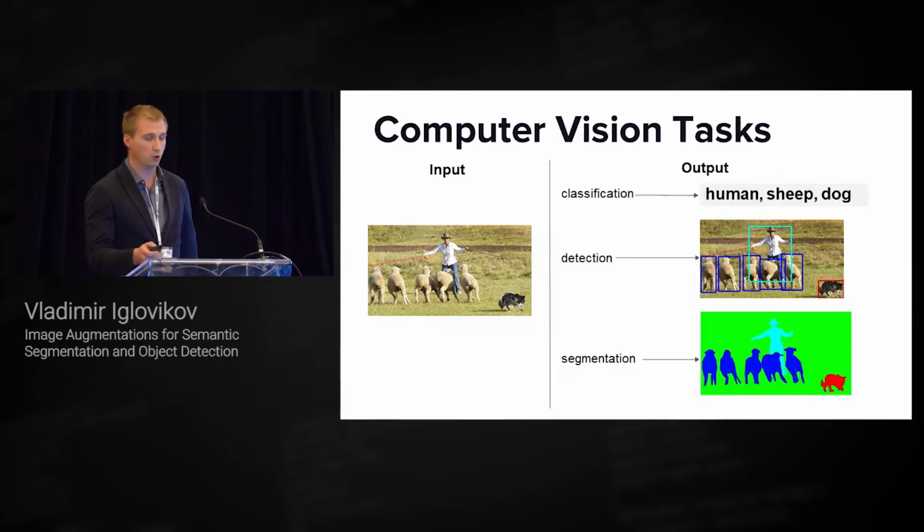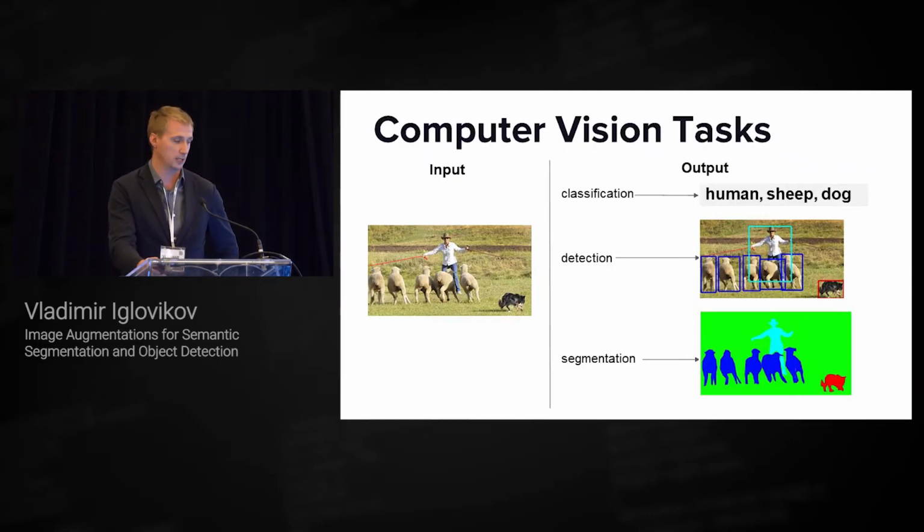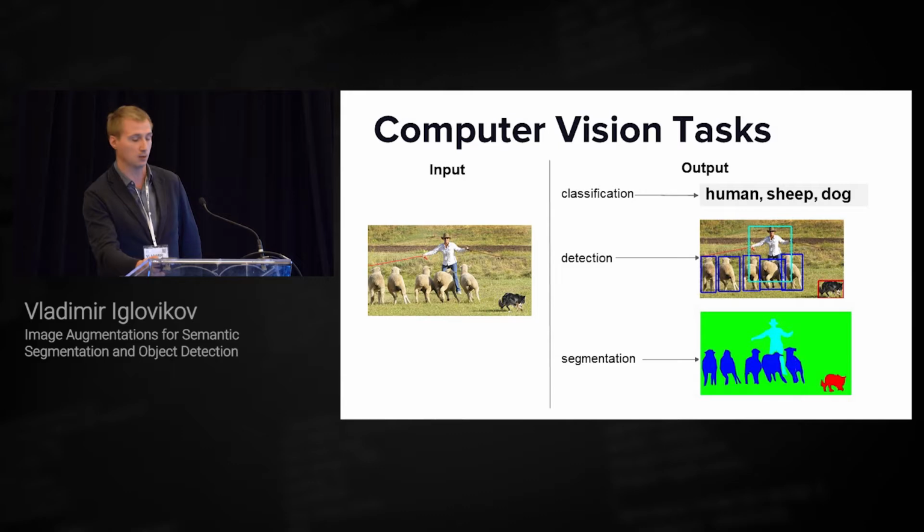So, image augmentations. Let's talk about computer vision tasks. What do we have? We have an image as an input. As an output, we need to give some kind of meta information. It can be some kind of label, and in this example, human, sheep, or dog, or it may be more spatially accurate information like bounding boxes around different classes, or it may be even more spatially accurate information. You give a per pixel label of what class it is, and this corresponds to semantic or instance segmentation.